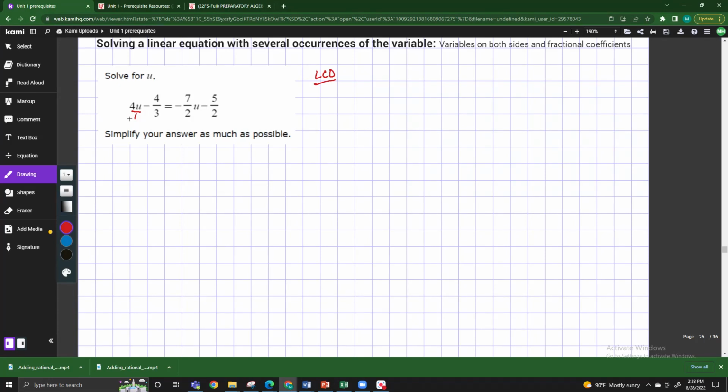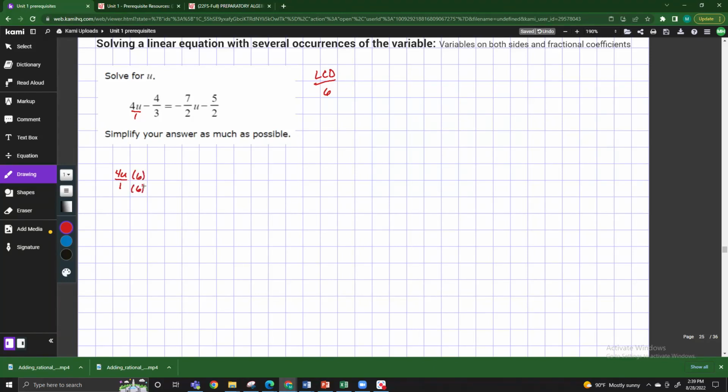So my LCD, I'm looking between a 1, a 3, and a 2. I need a number that all 3 of those numbers go into. So 1, 3, and 2 all go into 6, so my LCD is going to be 6. Now, you have more than 2 ways, but 2 ways that I usually think of to solve these is I can get everything to have a common denominator. So I have 4u over 1, and I need this to be a 6. So this is going to need to be multiplied by 6 over 6.